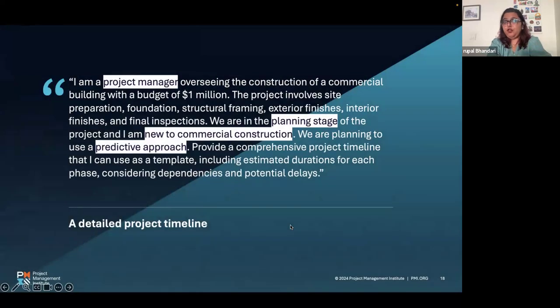I'm a project manager overseeing the construction of a commercial building with a budget of $1 million. The project involves site preparation, foundation, structural framing, exterior finishes, interior finishes, and final inspection. We are in the planning phase of the project and I am new to commercial construction. We are planning to use a predictive approach. Provide a comprehensive project timeline that I can use as a template, including estimated durations for each phase, considering dependencies and potential delays.